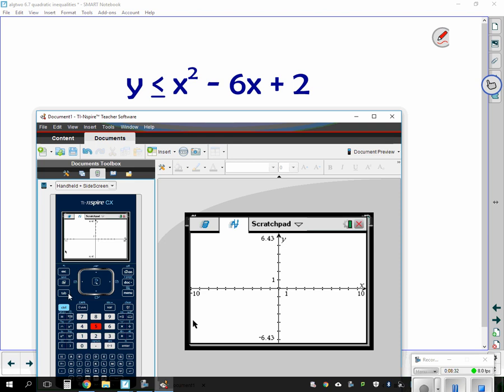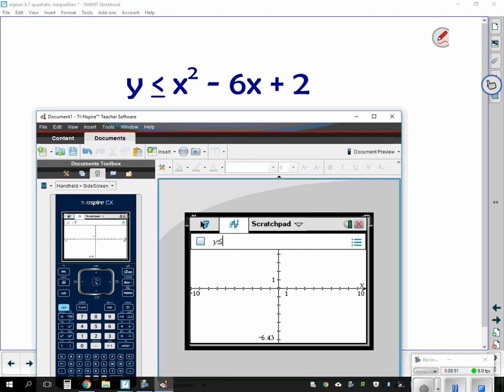Okay, we press what to get up our box to type into? Tab. And then how do you change your equal sign to an inequality? Delete or backspace there. And they all pop up. On this particular one, we want less than or equal to, which is option 1. It changes it to a y. And that is because inequalities aren't functions, so we can't use function notation.